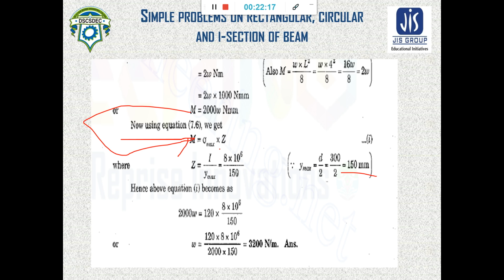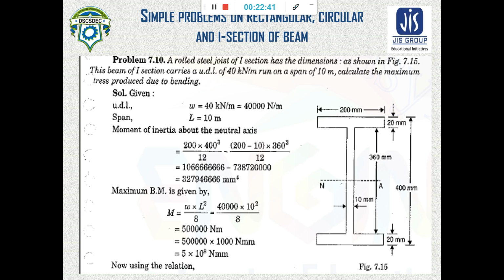So we can put these values, this value of Z and M and sigma max, in this equation, and we can write 2000 W is equal to 120 into 8 into 10 to the power 6 by 150. That would give us W is equal to 3200 Newton per meter. That is our answer.